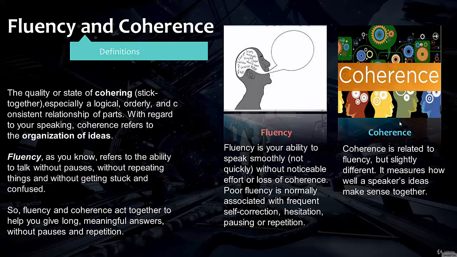Coherence is a little bit different. Coherence really deals with how well your ideas make sense together. Now, you've heard me say before, they're not grading you on what you say, but they are grading you on if your ideas actually fit together. Do your ideas fit together? So really understanding the difference between fluency and coherence and what they mean is very, very helpful.